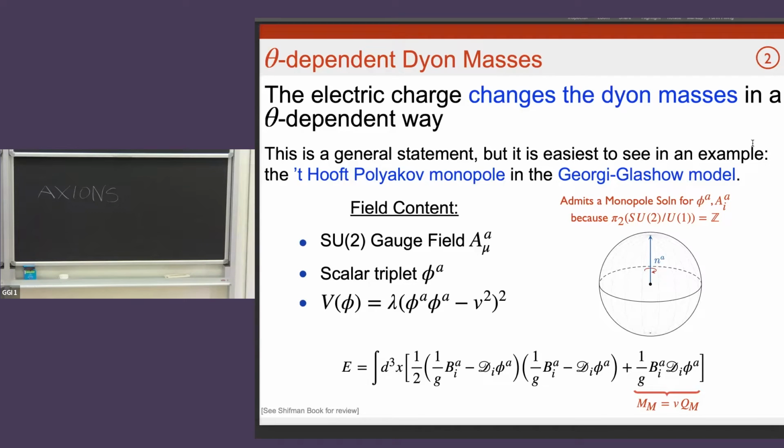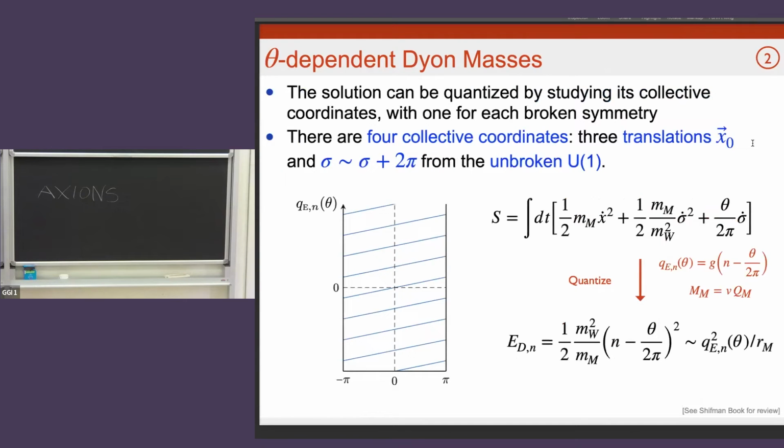If we want to see this effect, we need to quantize. So how do we quantize a soliton? We quantize a soliton by studying its collective coordinates. The collective coordinates parameterize the symmetries that are preserved by the Lagrangian, but broken by the actual state. In this case, there are 4 collective coordinates. There are 3 translations. You can move the monopole anywhere you want. And there's also an unbroken U(1) in the Georgi-Glashow model. We broke an SU(2) down to a U(1). And so there's a coordinate sigma that's periodic that parameterizes that unbroken U(1).